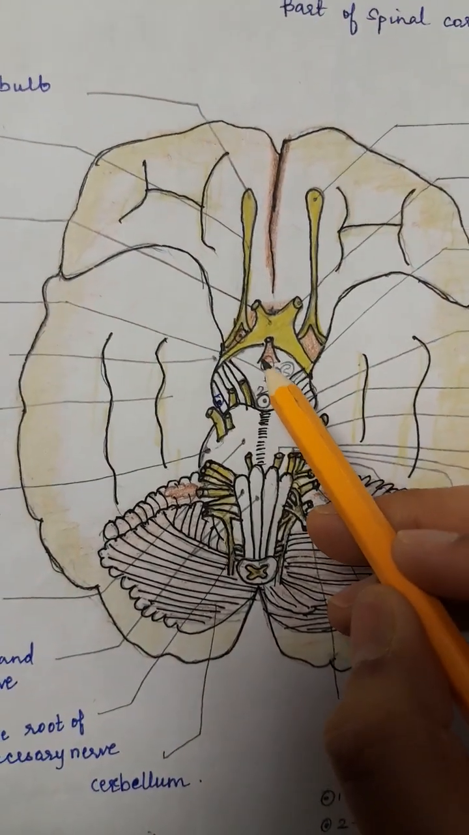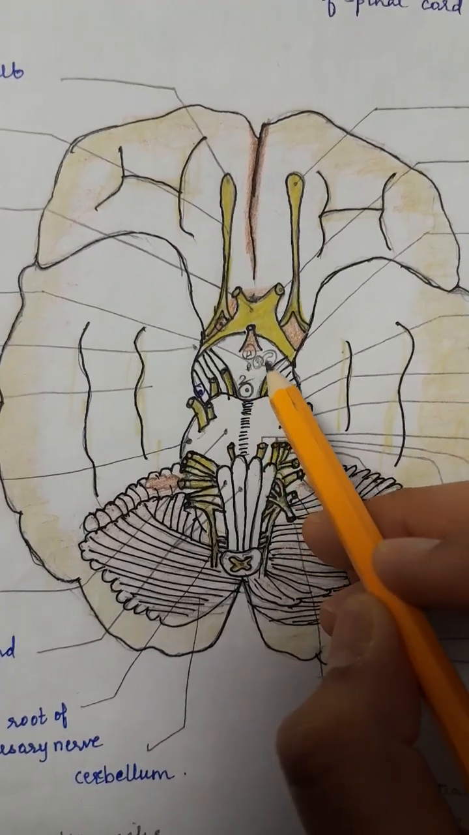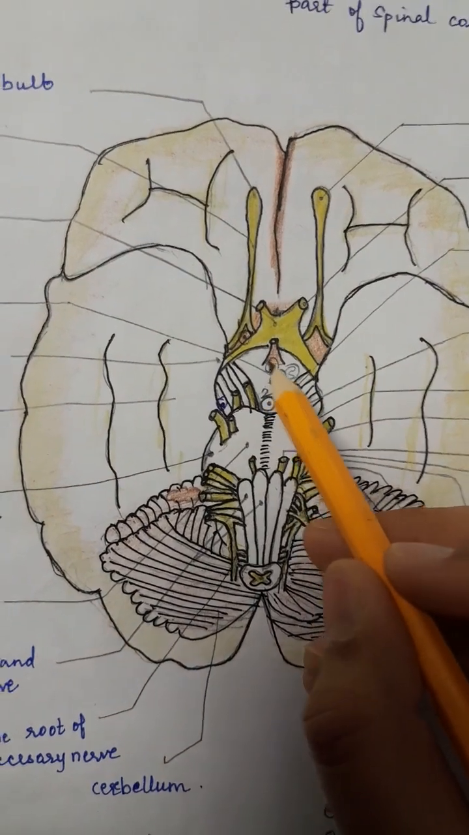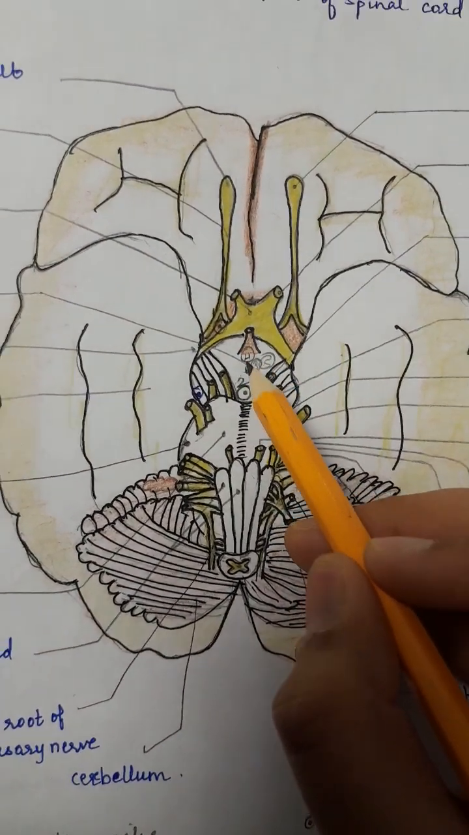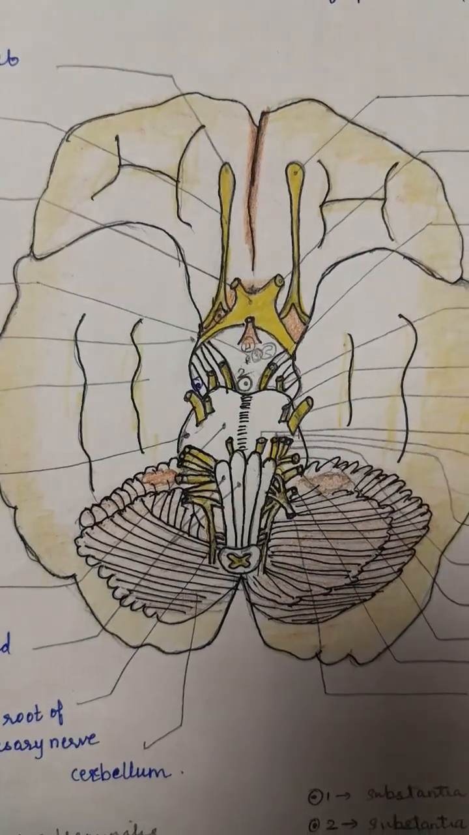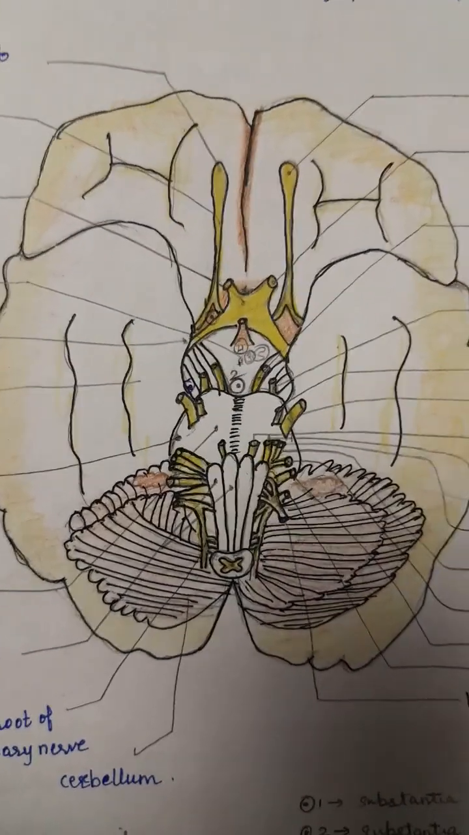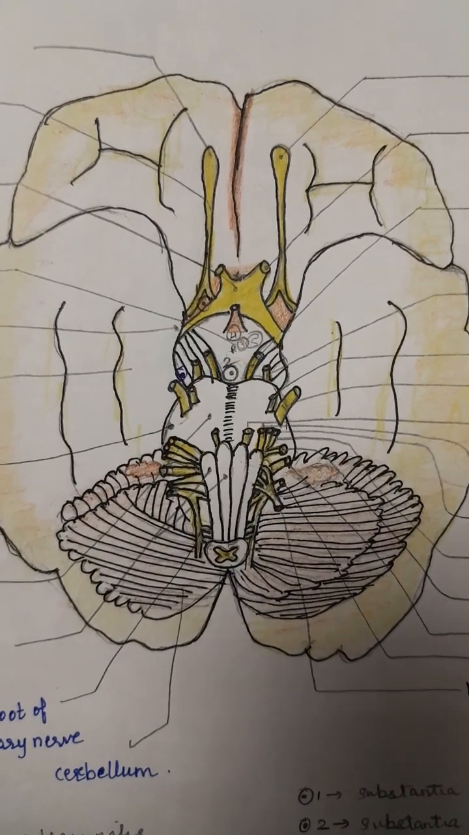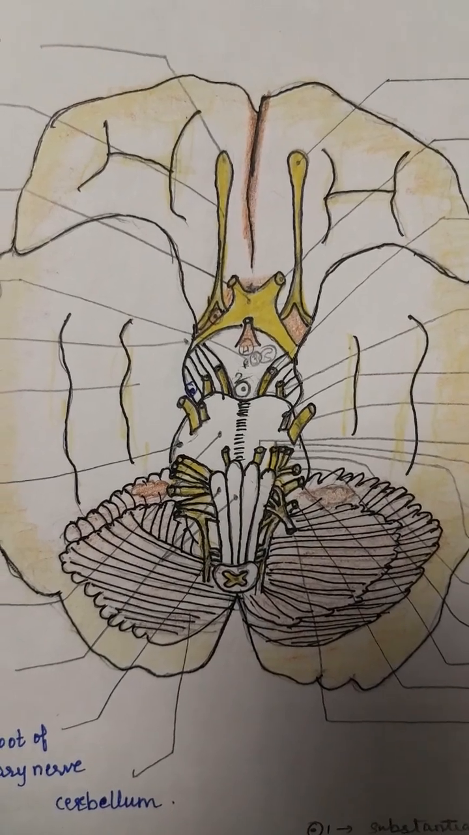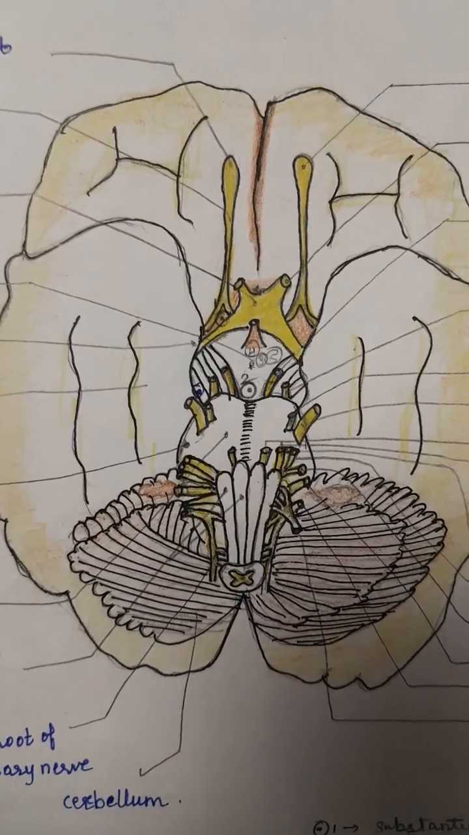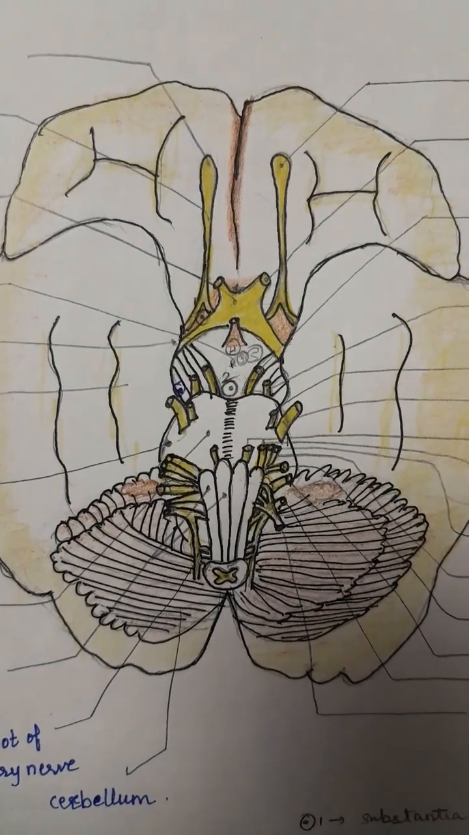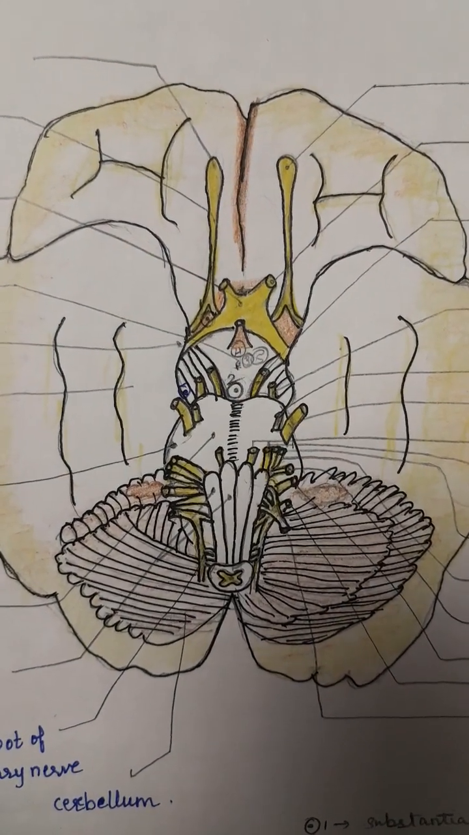Now, behind, the tuber cinereum apex tapers, on which a rounded body is formed. This fourth, which I have written, is called the hypophysis cerebri, lodged in the depression of the sella turcica. You can remember the sella turcica, which we have studied in the sphenoid bone also. You can correlate from these.